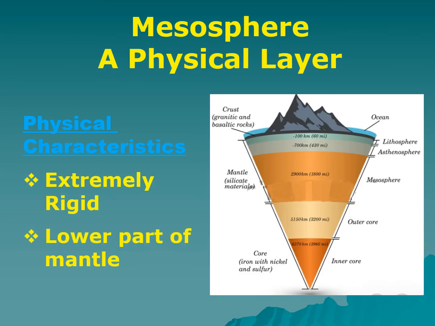Our third physical layer is the mesosphere. It is extremely rigid. It is the lower part of the mantle. We find it under the asthenosphere, but above the core. And again, it is some of that molten rock, but it's hardened. It's very rigid.